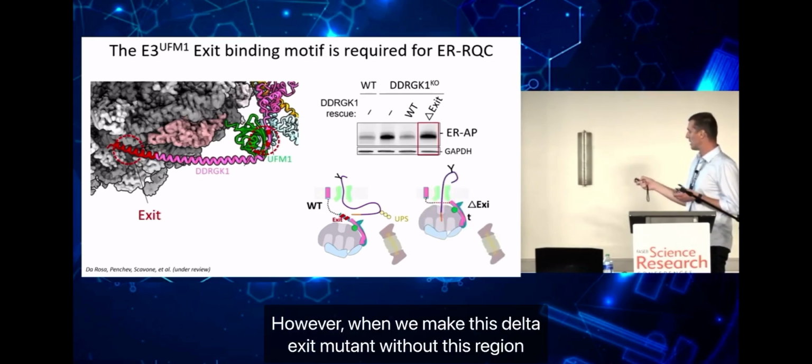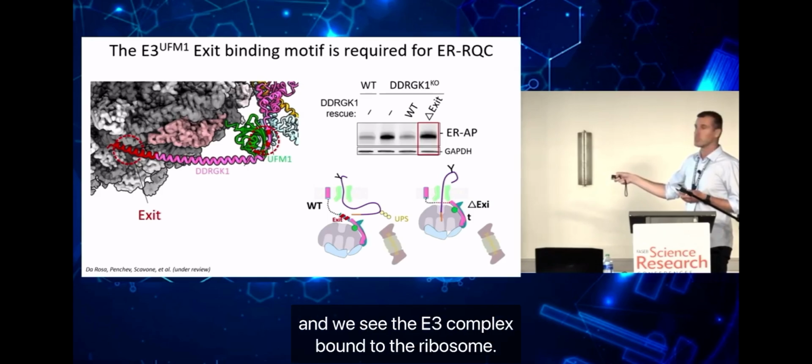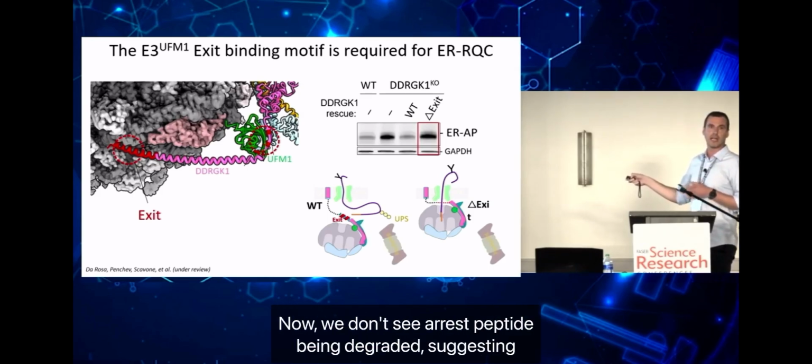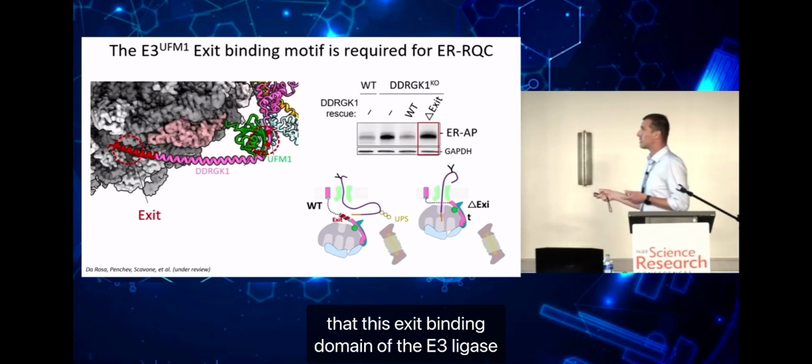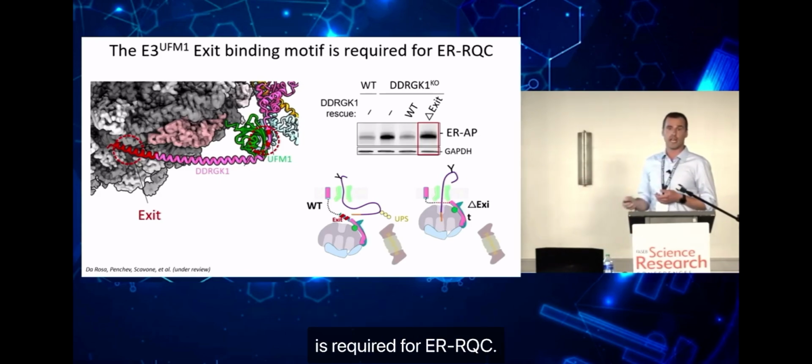However, when we make this delta exit mutant without this region, we still see UFMylation, and we see the E3 complex bound to the ribosome. But now we don't see the arrest peptide being degraded, suggesting that this exit binding domain of the E3 ligase is required for ER RQC.